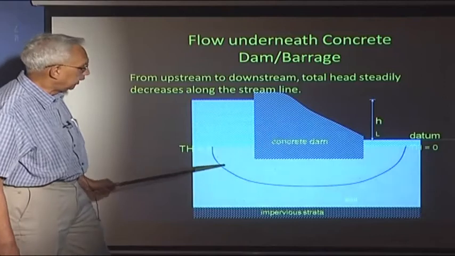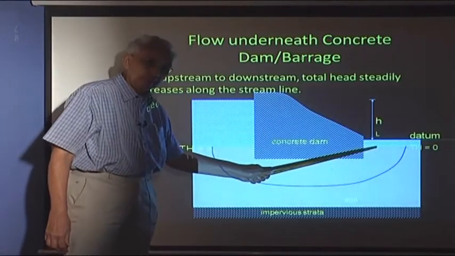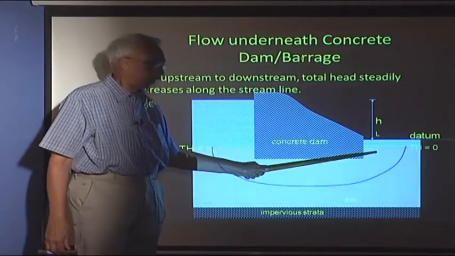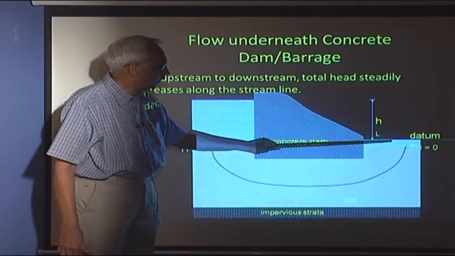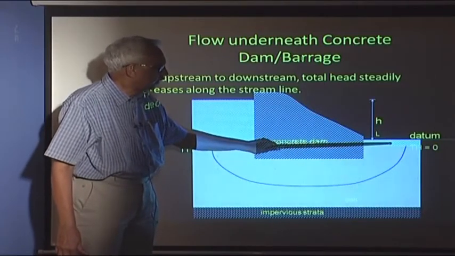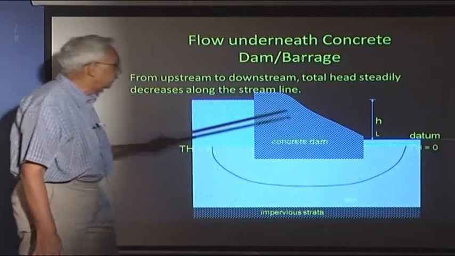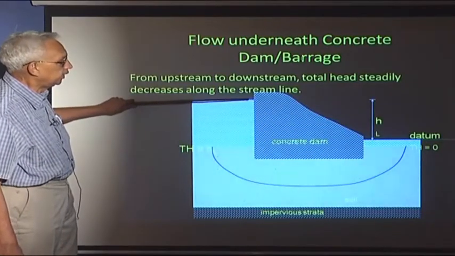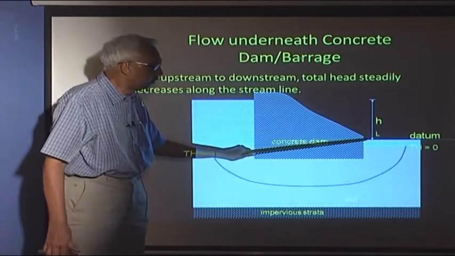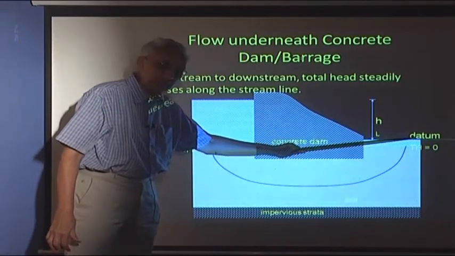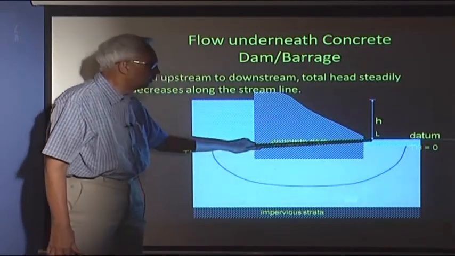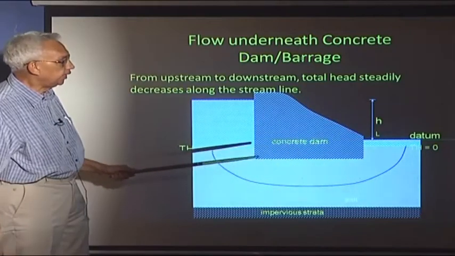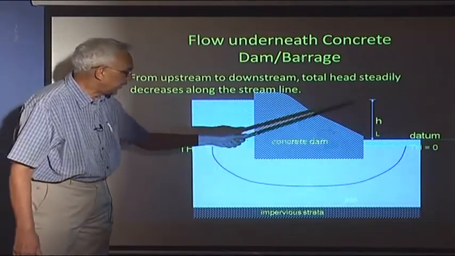But the flow can take place through the foundation, and we have to be very careful about it. So here again you can see the datum is fixed somewhere here, and this is the height or the head loss. The water level on this side is at a height h with respect to the datum, and the water level at the downstream side is at the datum level. So when we see this later, we talk of this as the head loss.